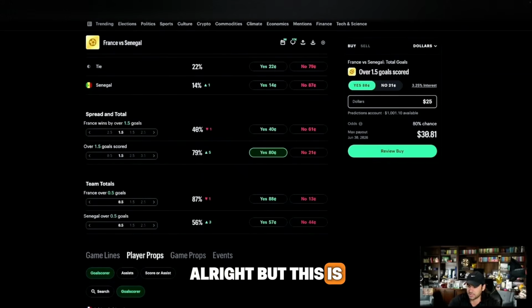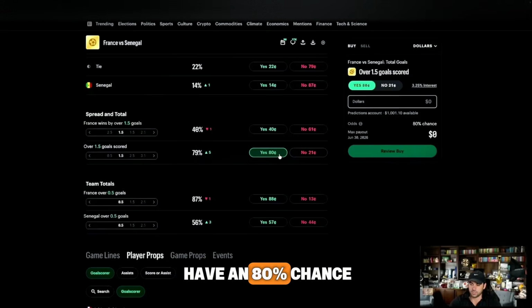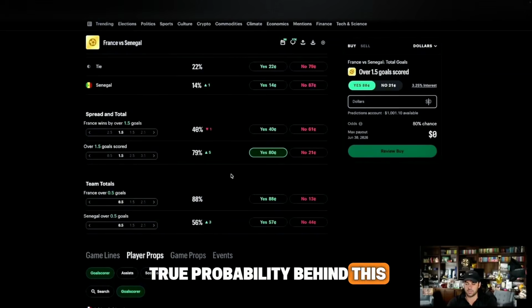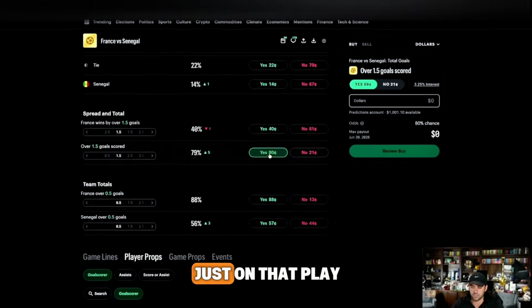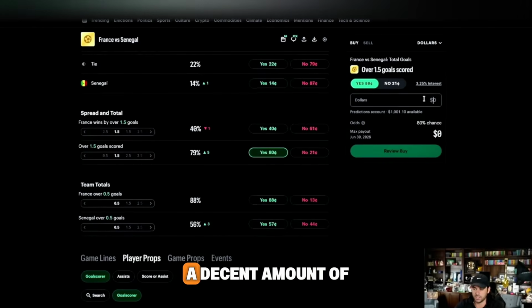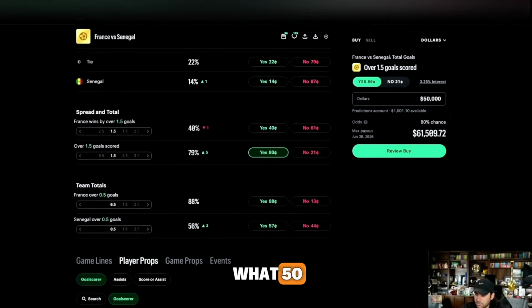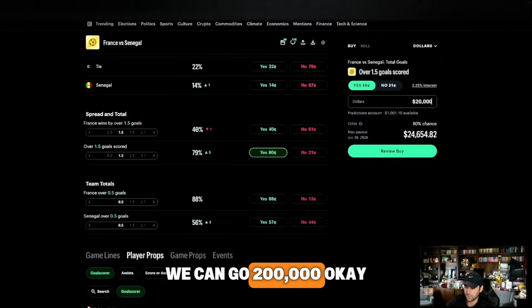All right, but this is a classic example of using Kalshi to be able to beat the edge. This is how you'd find the edge. So right here we have an 80% chance that Kalshi's given you, pretty much, but our true probability behind this play is 85 to 88%. And we have a 5 to 8% edge just on that play right there. And we can put a decent amount of money down. Like I said, we could go up to what, 50, let's say before any slippage, we can go 200,000, okay?